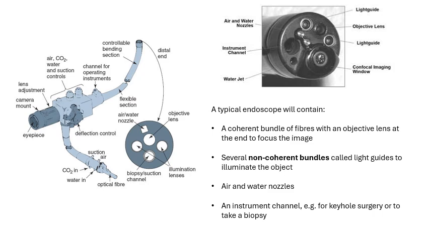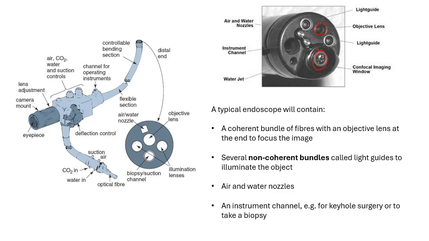This is a typical endoscope. I've taken a couple of diagrams off the internet. A typical endoscope will contain a coherent bundle of fibres with an objective lens to focus the image. So your coherent bundle, there's the objective lens there. Is that another one as well?